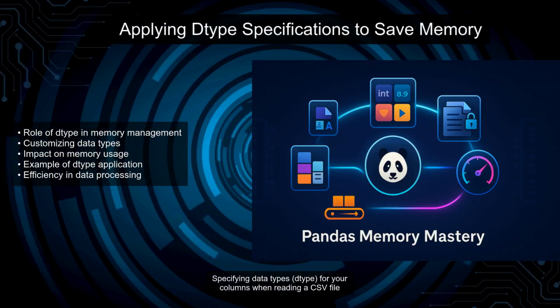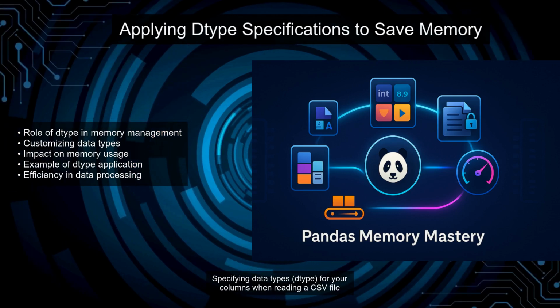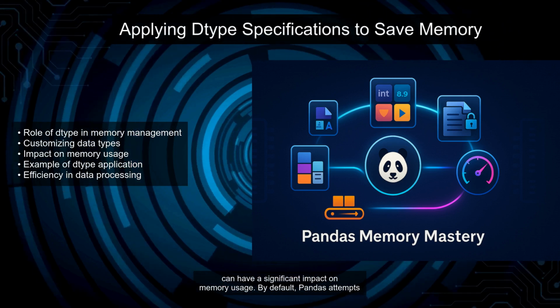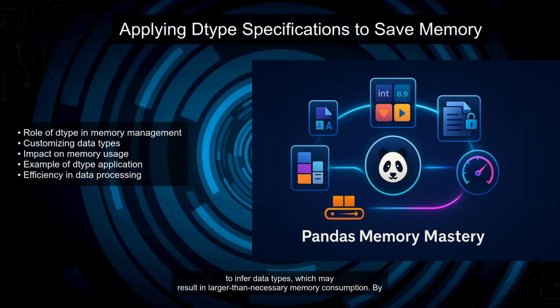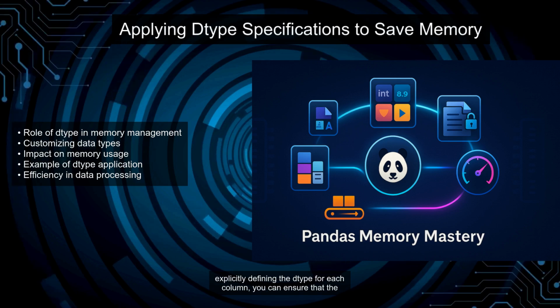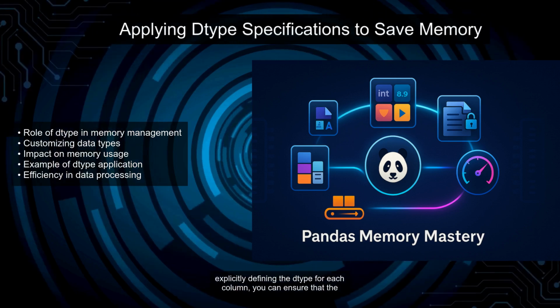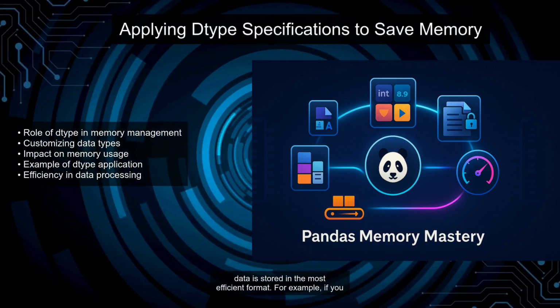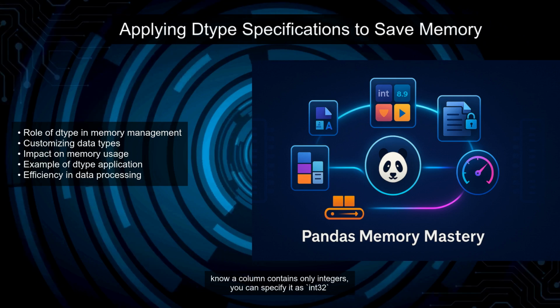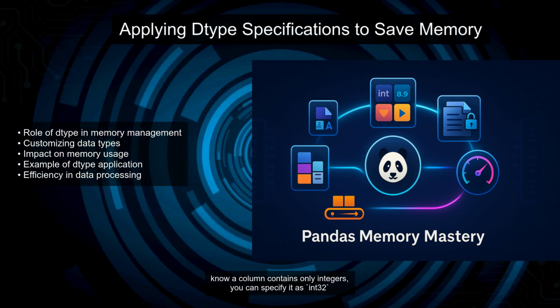Specifying data types, dtype, for your columns when reading a CSV file can have a significant impact on memory usage. By default, Pandas attempts to infer data types, which may result in larger than necessary memory consumption. By explicitly defining the dtype for each column, you can ensure that the data is stored in the most efficient format. For example, if you know a column contains only integers, you can specify it as int32 instead of the default int64, reducing the memory footprint.